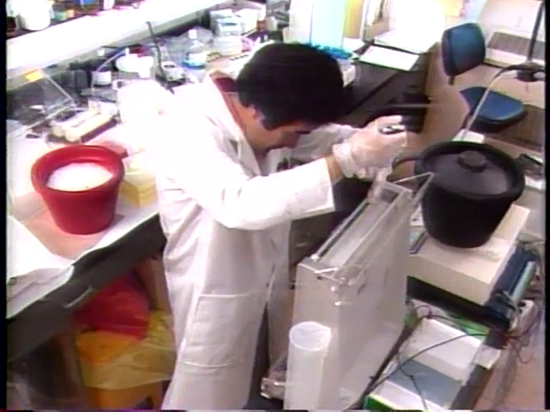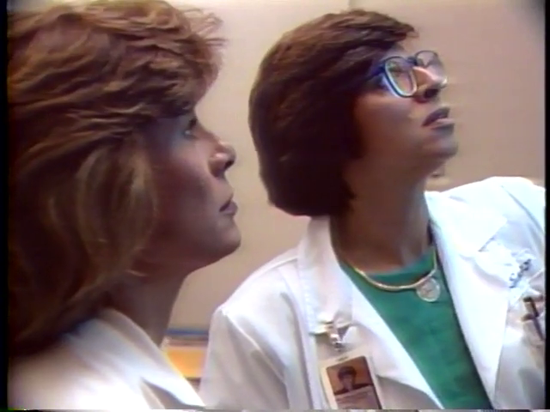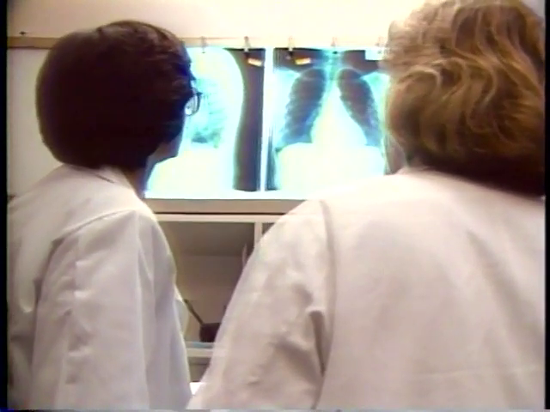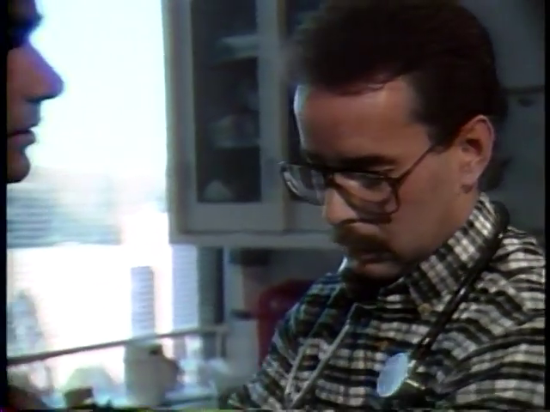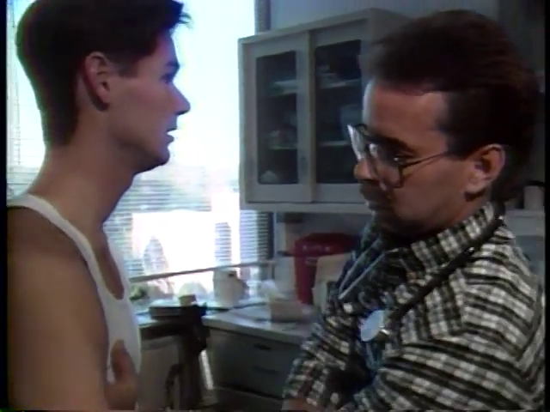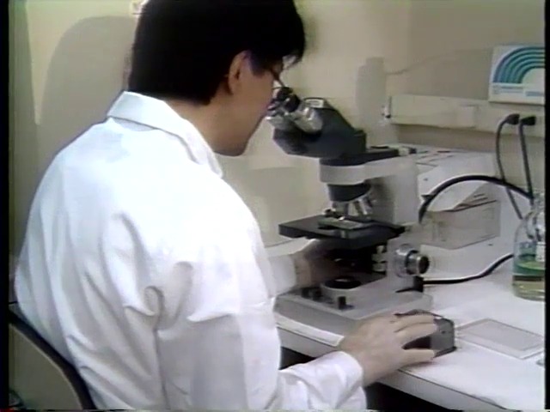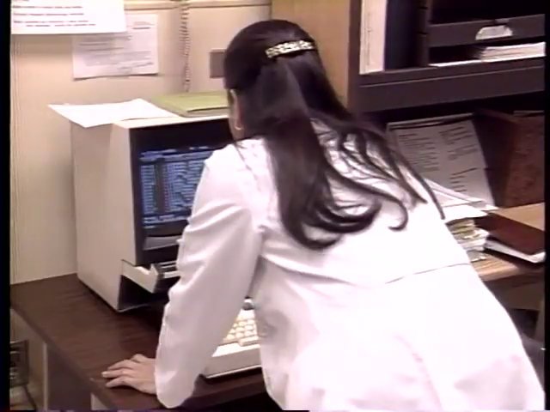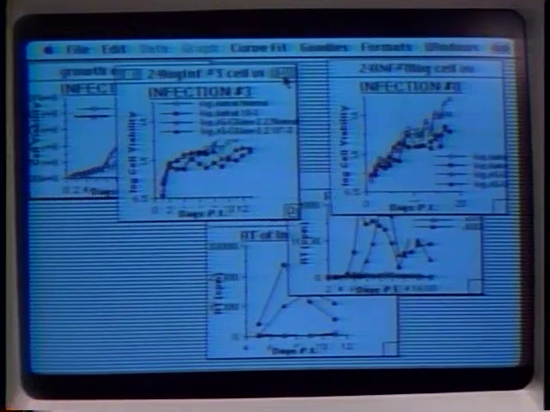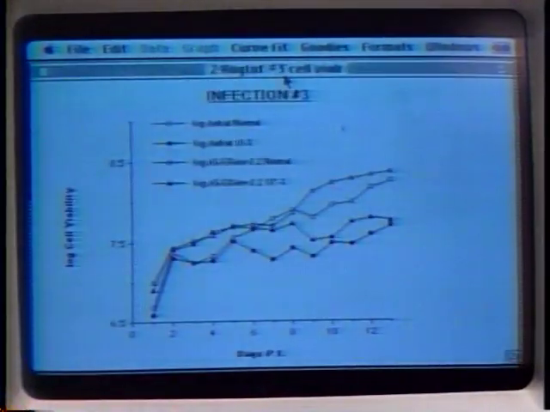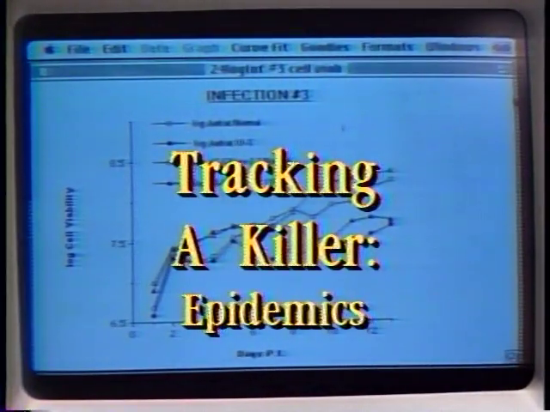Today, with all our advances in modern medicine, we still seem to be helpless against the onslaught of infectious diseases. This time, the enemy is AIDS. Of what help can mathematics be against such a killer? That's what you'll discover as we develop a model for tracking a killer.